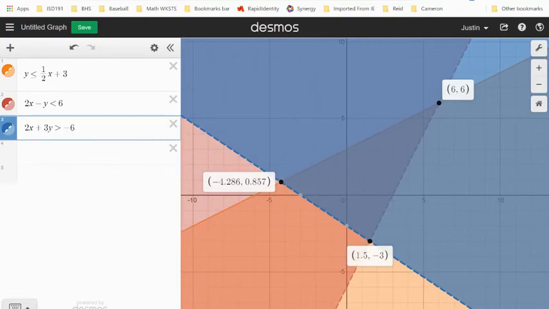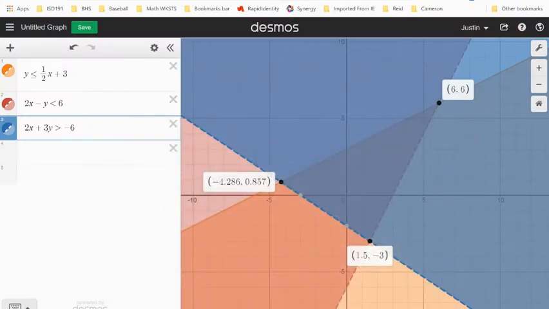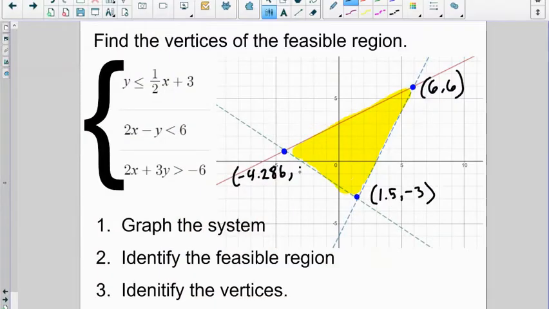-4.286. And we don't want to round on this. We want to give exact values, 0.857. All right, so that, of course, is that vertex. So we have 3 different vertices, and we have found them using graphing technology.